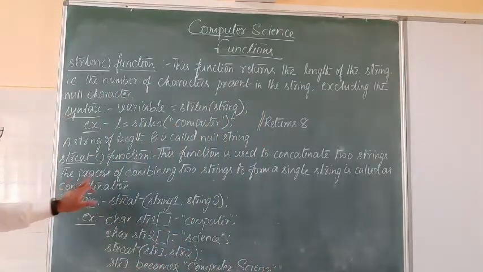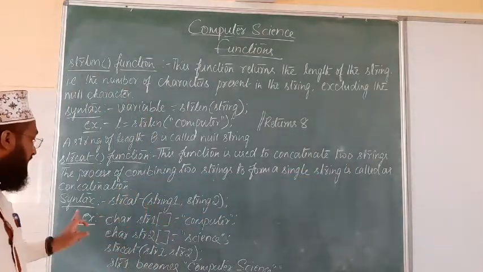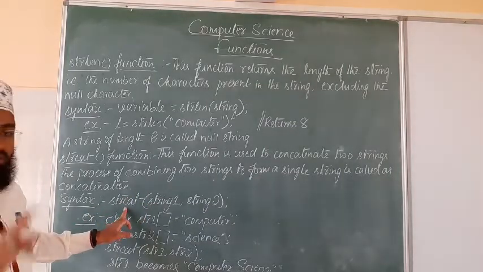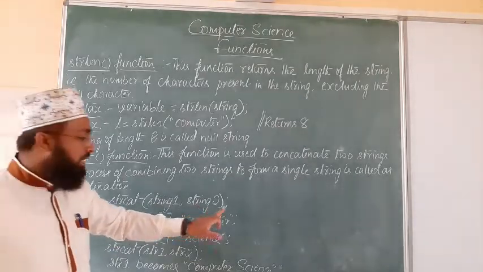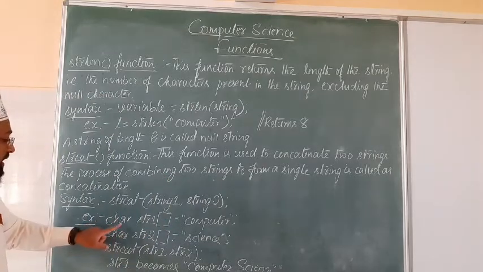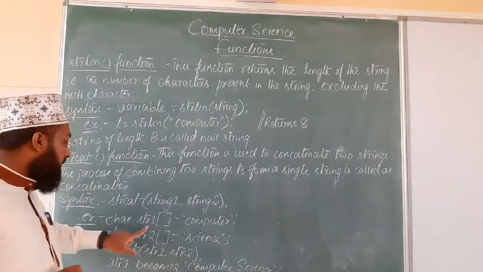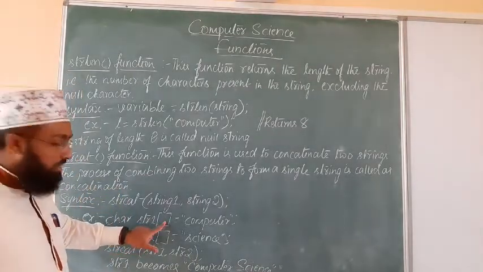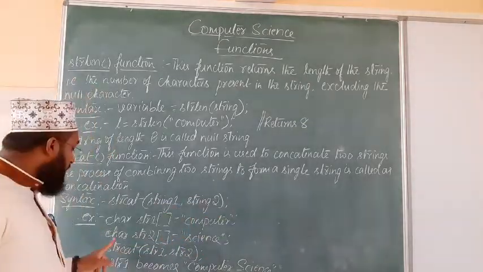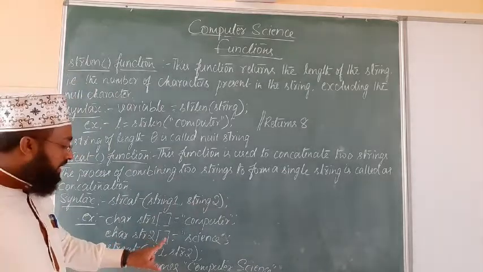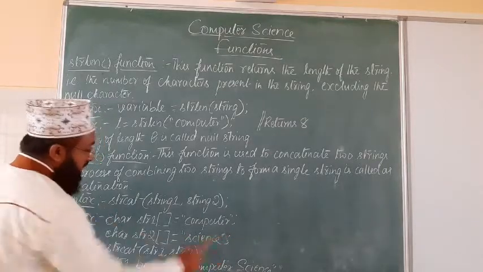The process of combining two strings to form a single string is called concatenation. Now take the syntax: strcat, but we have to take two strings here, string 1 and string 2, under the brackets, then a semicolon. Take an example. char is a data type, not the character, the char data type. str1, null equal to computer in double quotes, then a semicolon. Then take one more string, char str2, equal to size under double quotes, then a semicolon.